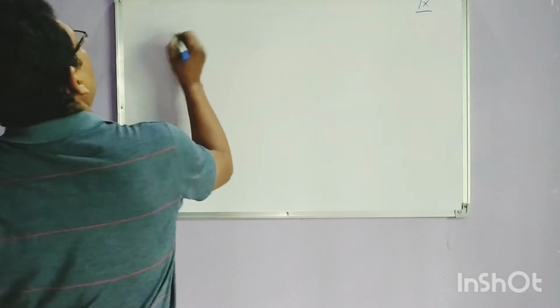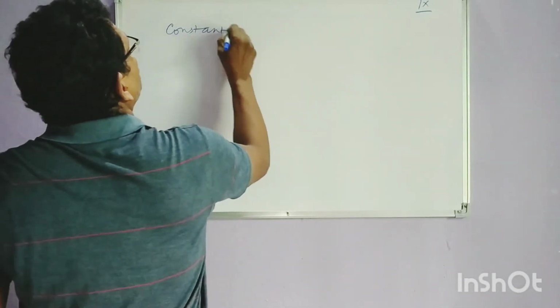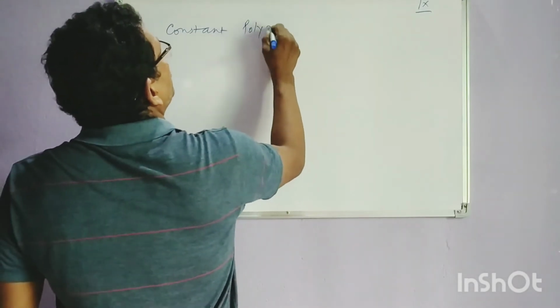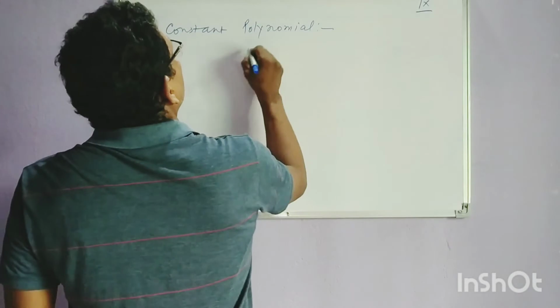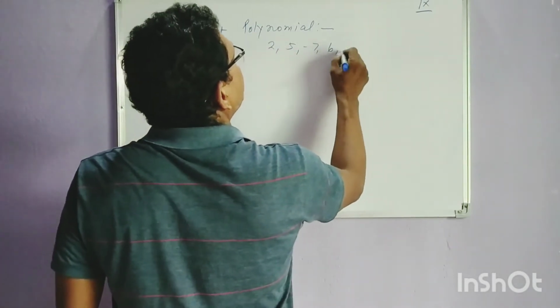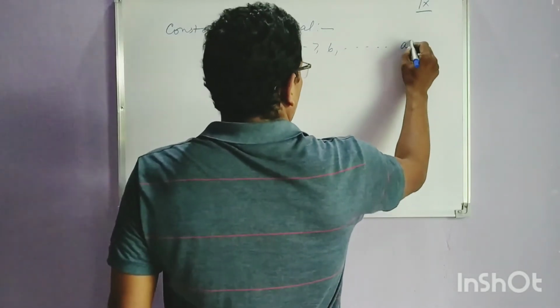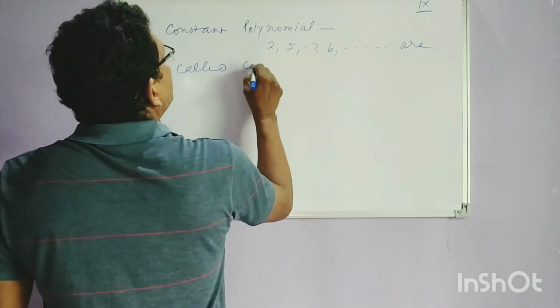Now we will learn what is constant polynomial. So 2, 5, minus 7, 6, etc. are called constant polynomials.